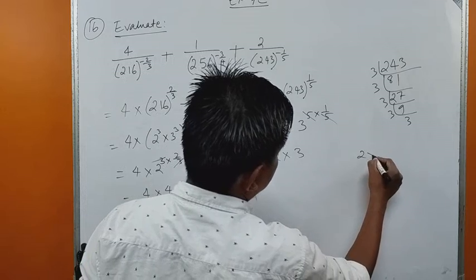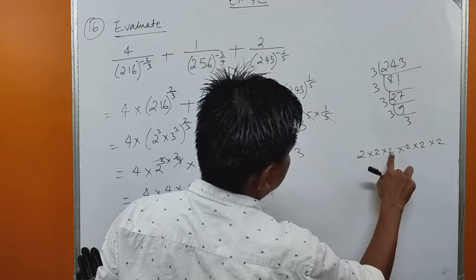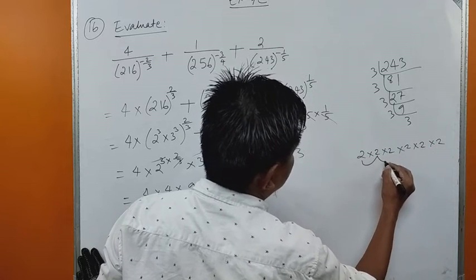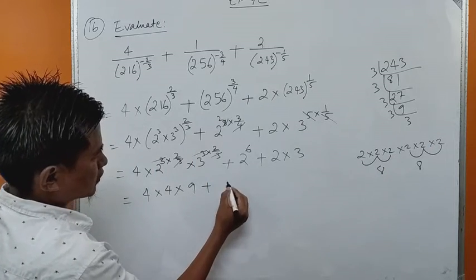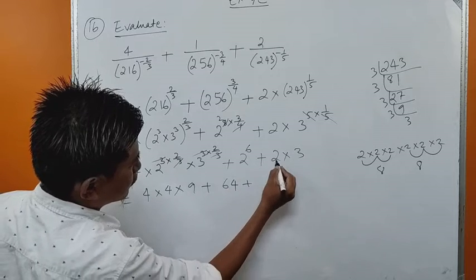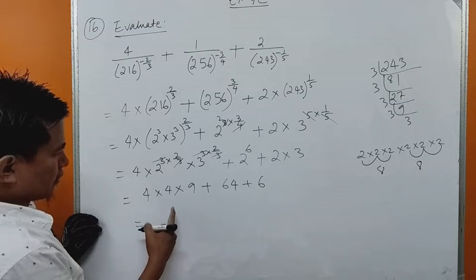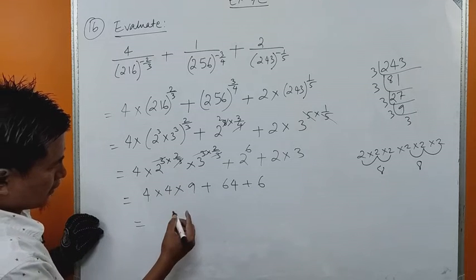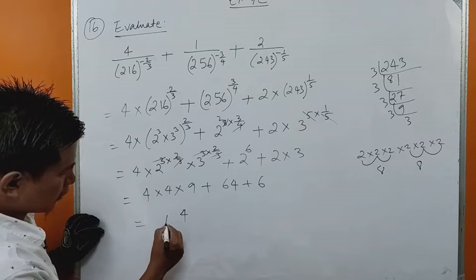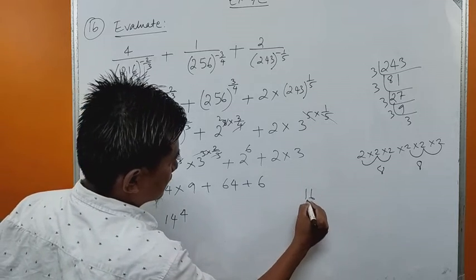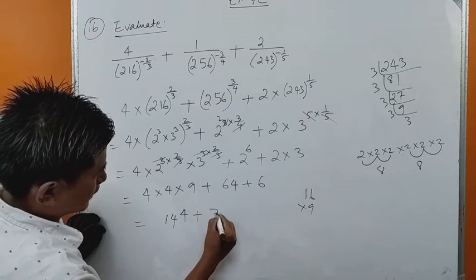2 to the power 6 means 64. 2 into 2 into 2 into 2 into 2 into 2, 1 2 3 4 5 6. 2 4s are 8, 8 8s are 64. So 2 to the power 6 means 64, plus 2 3s are 6. Okay, so 4 4s are 16, 16 into 9. 9 6s are 54, 9 1s are 9, plus 5 is 14. That is 144, plus 64 plus 6 is 70.